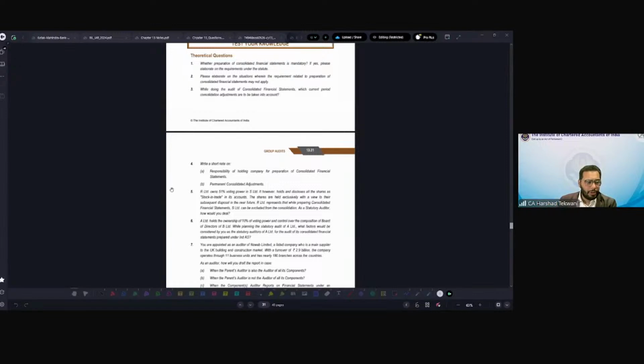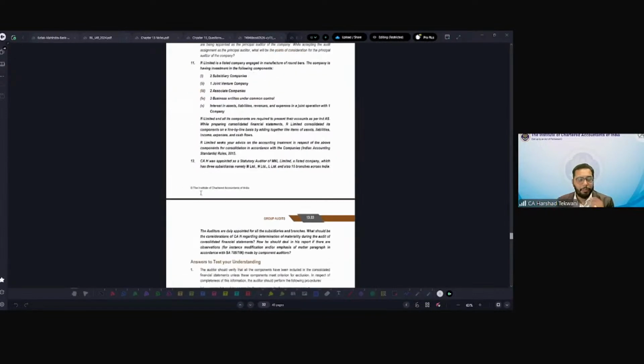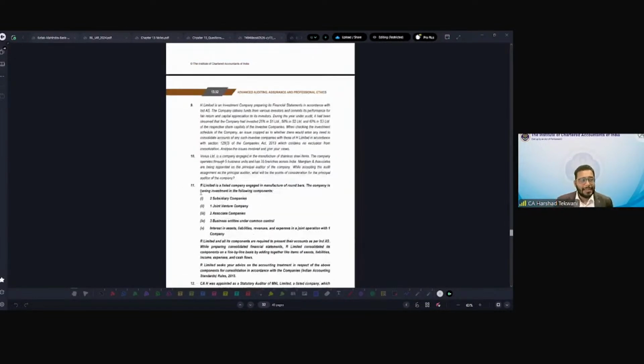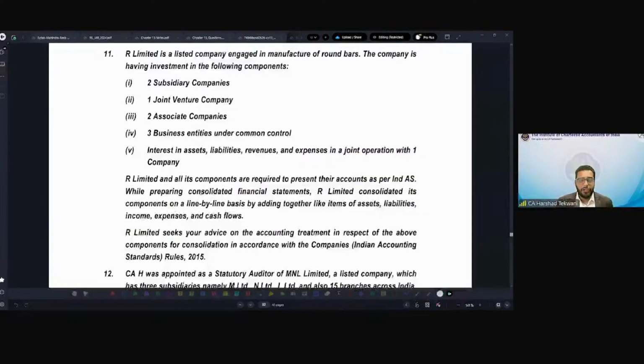Okay, this one, question number 11, R Limited. Yes, sir. Now, R Limited is a listed company engaged in manufacturing of round bars, and the company has investment in the following components: two subsidiary companies, one joint venture, two associates, three business entities under common control, and interest in assets, liabilities, revenue, and expenses in a joint operation with one company.